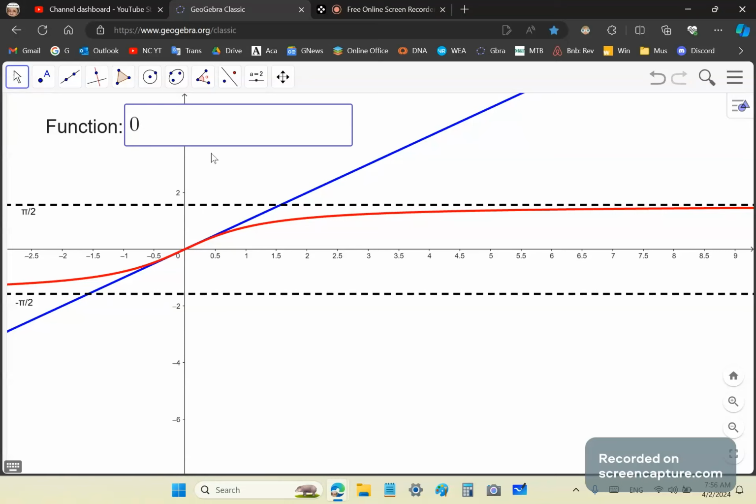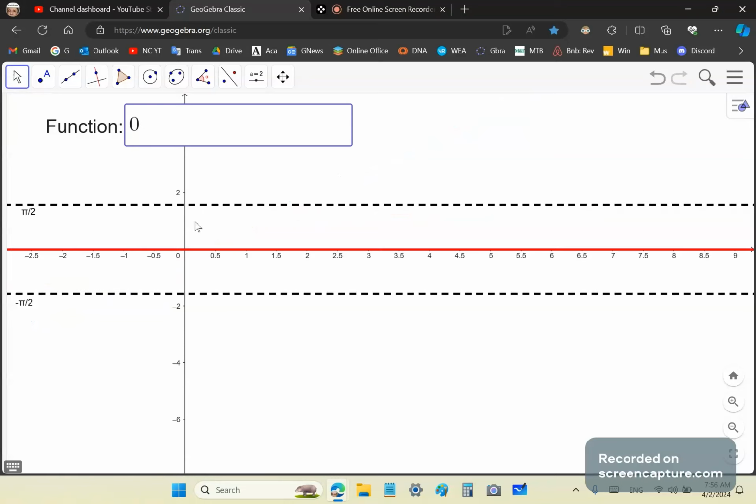Now, if we had 0, we'd have the x-axis, and if we had a very large number here, it doesn't matter how large, we'd get very close to pi over 2. It never gets to pi over 2, but it gets very close. Also, if we had a very small negative number, it gets close to minus pi over 2.